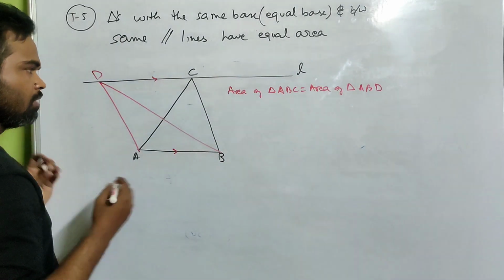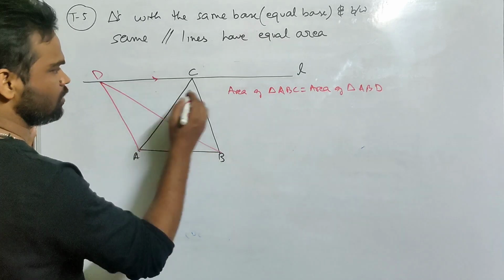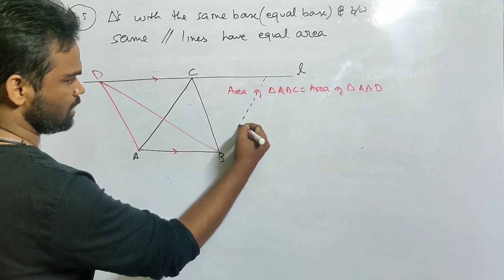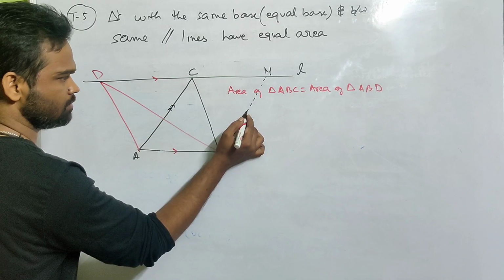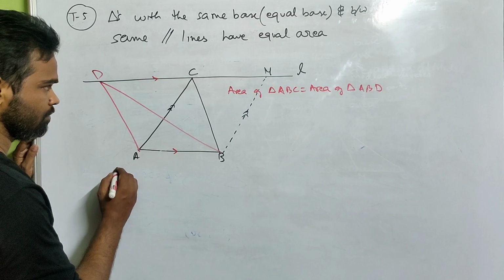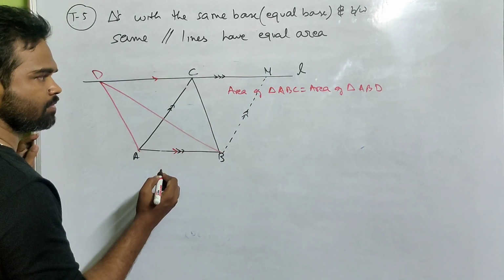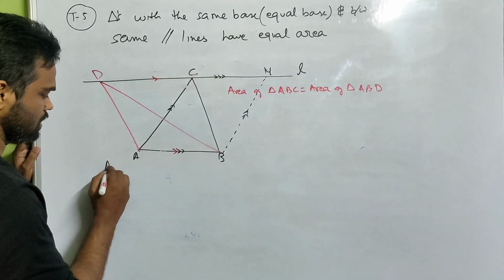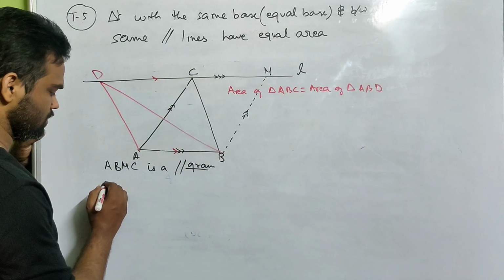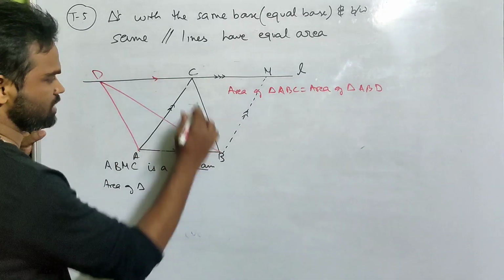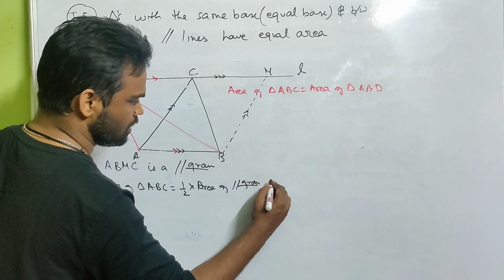We need to prove. Very easy. Just look over here. What I'll do, from B, I'll draw a line parallel to AC. Suppose BM is parallel to AC. Okay? Then, just look over here. BM is parallel to AC and AB is parallel to CM. This is parallel to this. We know this. So, this is a parallelogram ABMC. ABMC is a parallelogram. No doubt in that. And area of the triangle, we have already done. Area of triangle ABC will be half area of parallelogram ABMC.